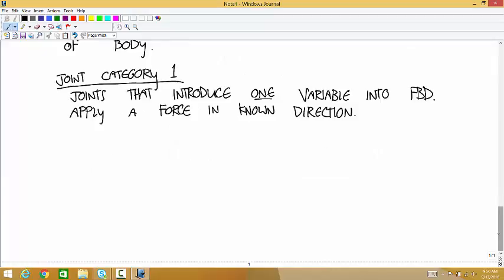So for all of these, I'm going to draw a picture of what the joint looks like, give the name, and then I'm going to draw free body diagrams of the two bodies that are being connected. So the first one is contact without friction.